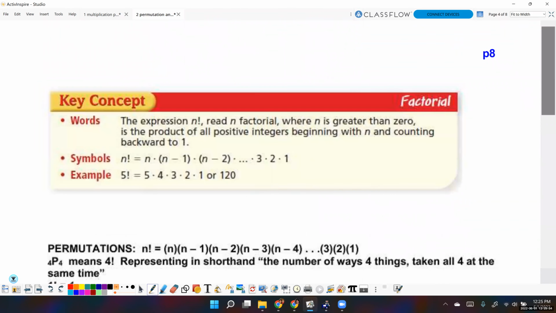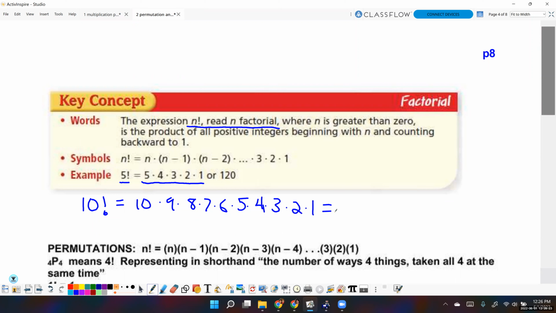Okay, so today we are going to talk about 3 calculation principles: the factorial principle, the permutation principle, and the combination principle. The first one we are going to look at is factorial. At the top of page 8, it says key concept. The expression n exclamation point, read n factorial, where n is greater than 0, is the product of all positive integers beginning with n and counting backwards to 1. So you can see, for example, 5 factorial is 5 times 4 times 3 times 2 times 1. The example with the video games on the shelf could be written 10 factorial, because we did 10 times 9 times 8 times 7 times 6 times 5 times 4 times 3 times 2 times 1.